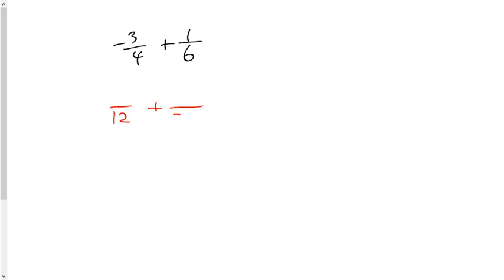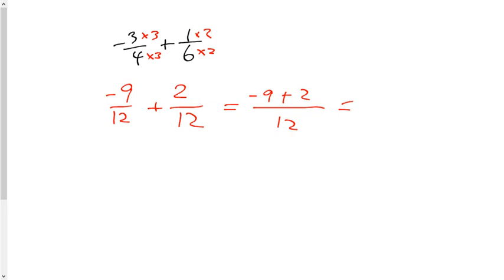Now, if you use 24, it's no problem. 24 will work as a common denominator, it just means it's not going to be in lowest terms. But by using 12, the equivalent fraction to this is -9/12, and the equivalent fraction to this will be 2/12. From a grade 9 perspective, when you add 2 fractions that have common denominators, you keep the denominator and add the numerators, which means -9 plus 2 is -7. So what's -3/4 plus 1/6? It's -7/12.